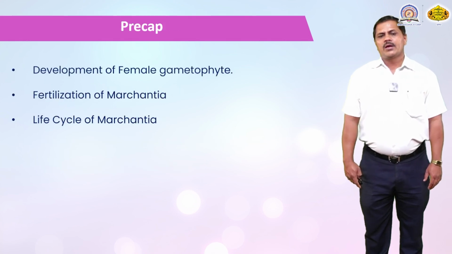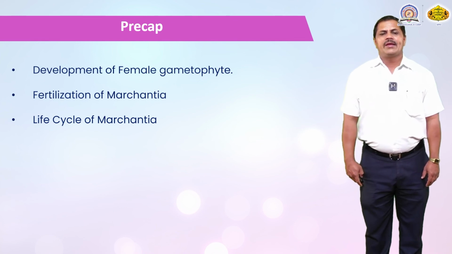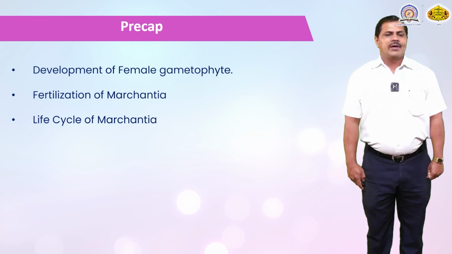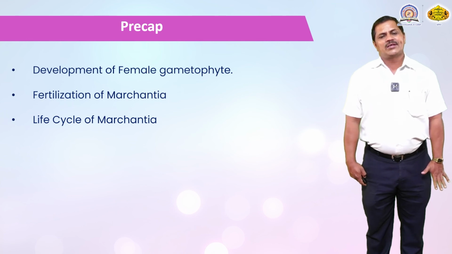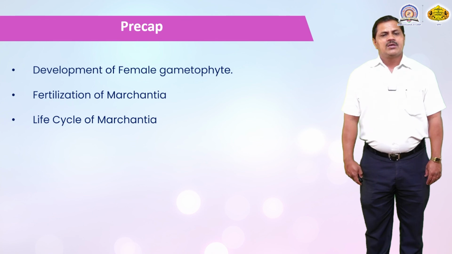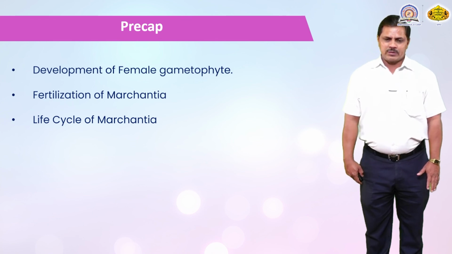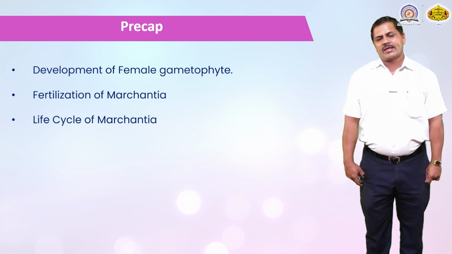The development of the female gametophyte will be covered in our next lecture. The female gametophyte develops in a new thallus structure of Marchantia, and the female reproductive organ forms an umbrella-like structure on the apical notch of the Marchantia species. There is a very long stalk at the basal portion of the female reproductive organ.